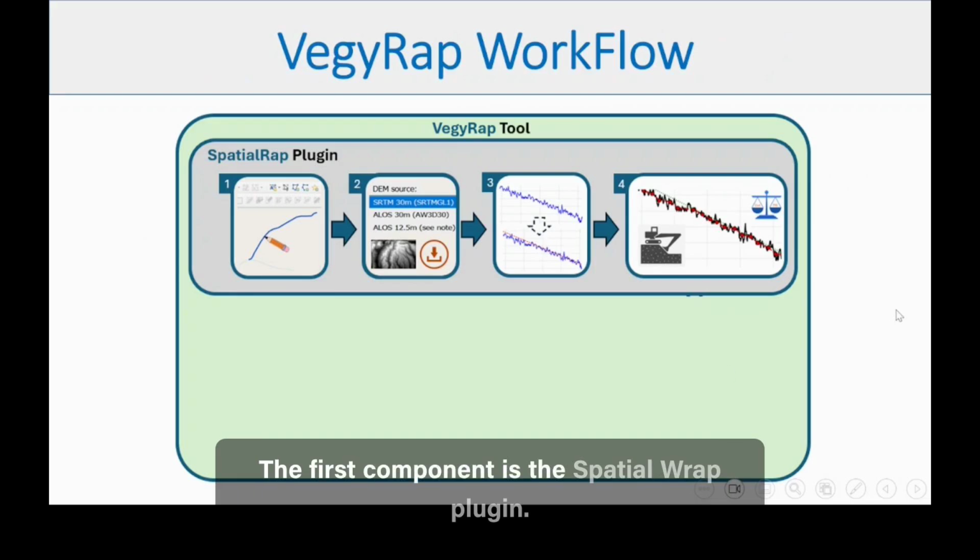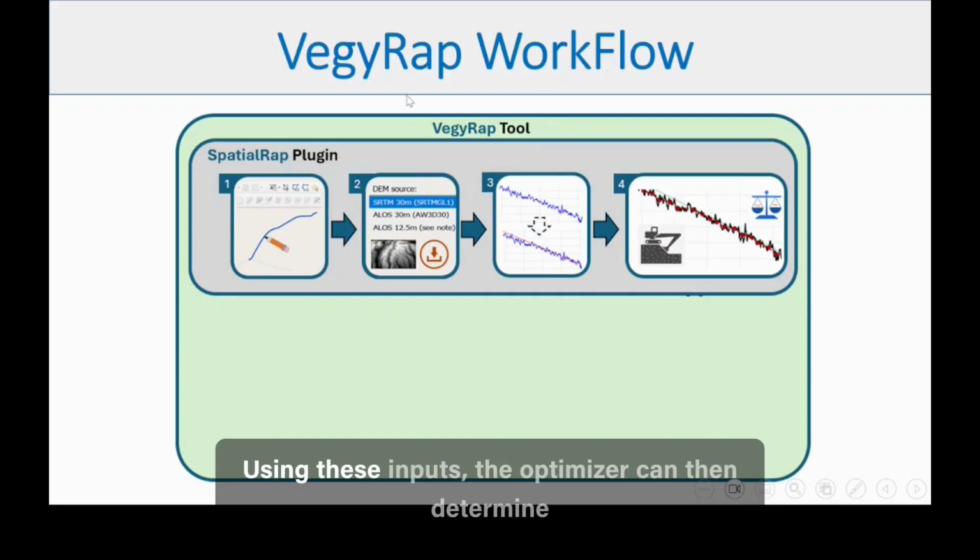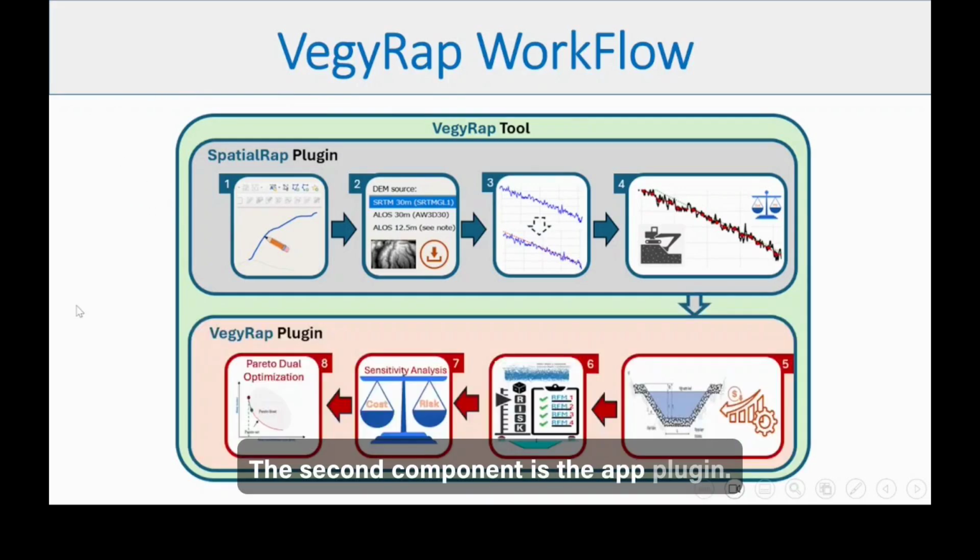The first component is the VegyRap plugin. This allows users to digitize the channel's path directly on the canvas. It also facilitates the download of relevant digital elevation models, DEMs, along the channel corridor. Using these inputs, the optimizer can then determine the ideal longitudinal profile for the channel, effectively minimizing earthwork volumes and overall costs.